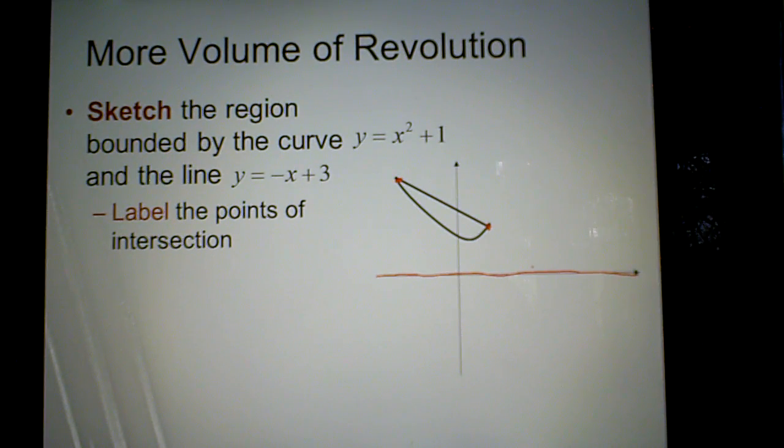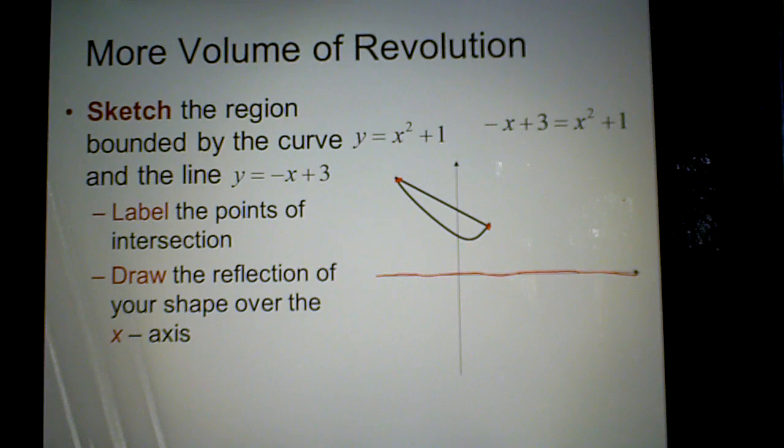First thing I'm going to do is find the points of intersection. Where does the linear function hit the parabola? Then I'm going to draw the reflection of the shape. So here, x squared plus x, right? Move the 3 over, move the x over here and now subtract 3. Algebra 1. So negative 2, who cares? And 1, who cares?